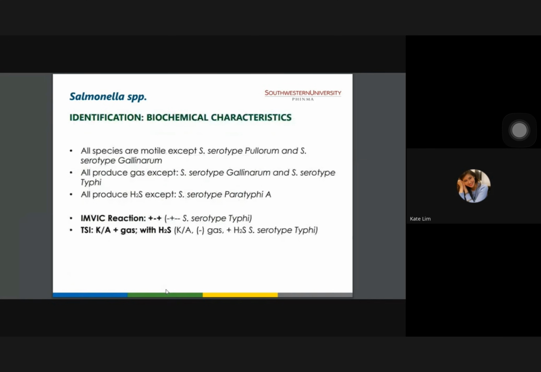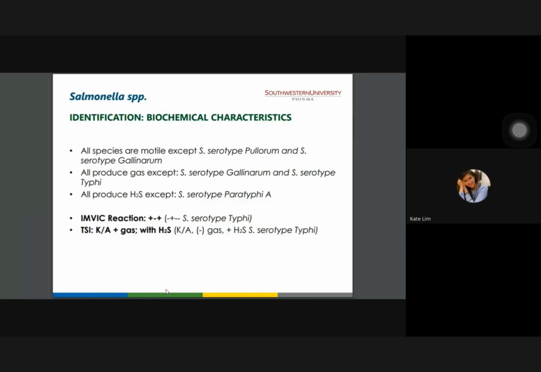Okay, let's proceed with the identification of your Salmonella. So if the IMViC reaction of your E. coli is positive, positive, negative, negative, please remember that in your Salmonella, that would be positive, negative, positive. So for your serotype typhi, that would be negative, positive, negative, negative. So please take note that all Salmonella species are motile, with the exception of Salmonella pullorum and gallinarum. So therefore, pullorum and gallinarum do not have your H antigen.